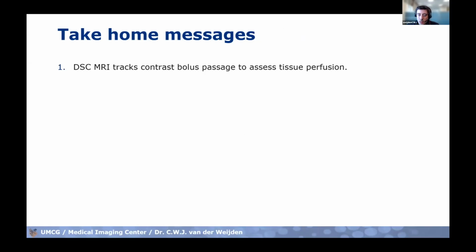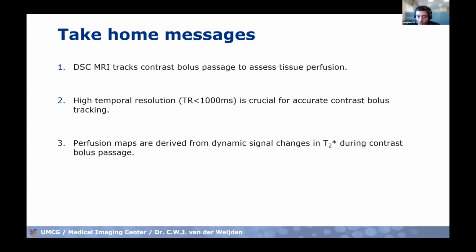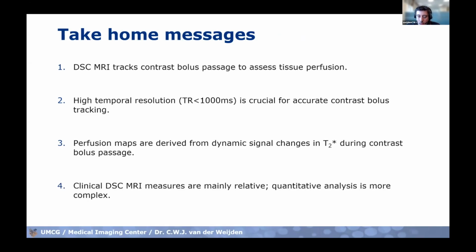To summarize, DSC-MRI tracks contrast bolus passage to assess tissue perfusion. A high temporal resolution is crucial for accurate contrast bolus tracking. Perfusion maps are derived from dynamic signal changes in T2* during the contrast bolus passage. And clinical DSC-MRI measures are semi-quantitative, whereas quantitative analysis suffers from complexities regarding the AIF generation.